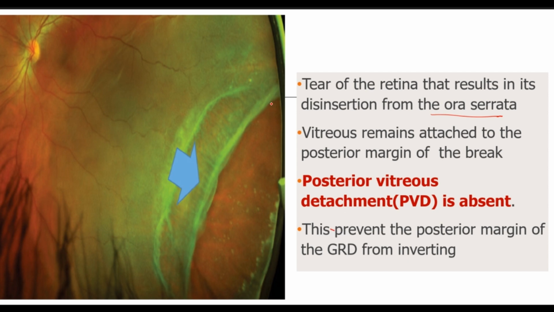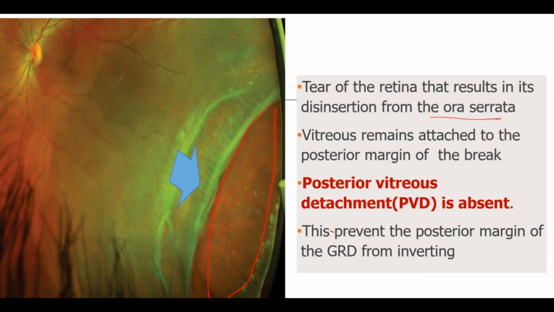So as you can see over here, this break has developed because the retina has totally disinserted from the ora serrata, right? And therefore over here the retina still has vitreous on top of it because there is no posterior vitreous detachment. Therefore, in case of a giant retinal dialysis you will not see any inversion of the posterior margin of the tear.